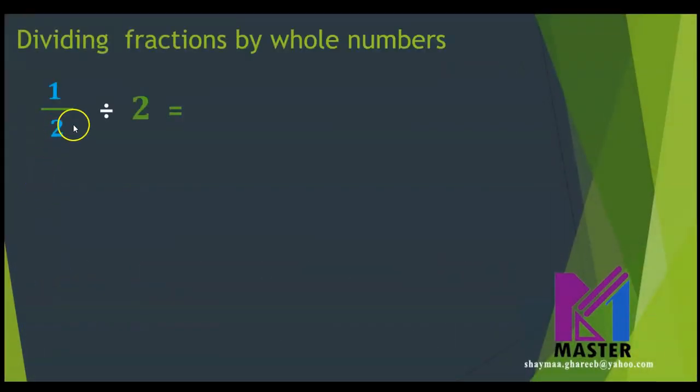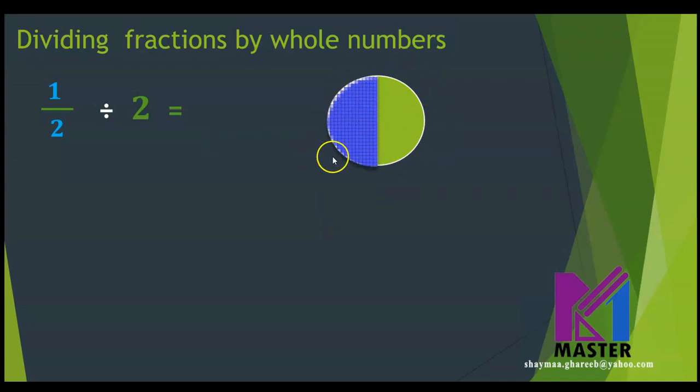Look at this example here. I have half and I want to divide it by 2. So let's imagine together that this is a shape that has 2 parts, which represent the half. So each part here is half. So let's take one of the 2 halves, this blue part, and we are going to divide this half by 2, which means I'm going to divide it into 2 equal parts like this.